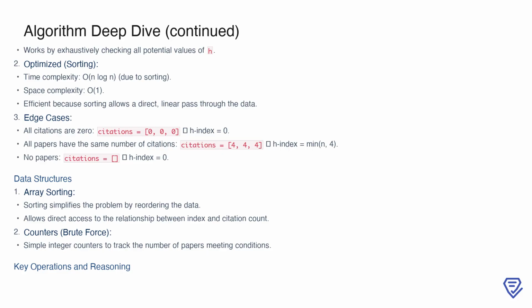Both methods have a space complexity of O(1) since they do not require additional data structures. The optimized approach is particularly efficient for larger datasets, as sorting allows us to directly observe the relationship between the number of papers and their citations. Edge cases also need to be carefully handled, such as when all citations are 0, when all papers have the same number of citations, or when there are no papers at all. These scenarios ensure that our implementation is robust and accounts for all possible inputs.